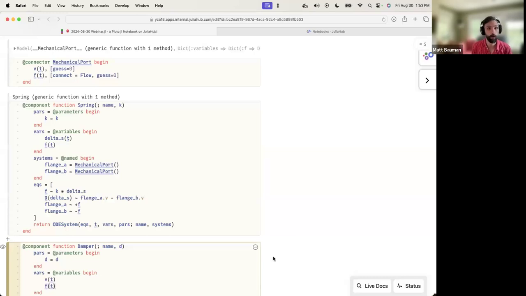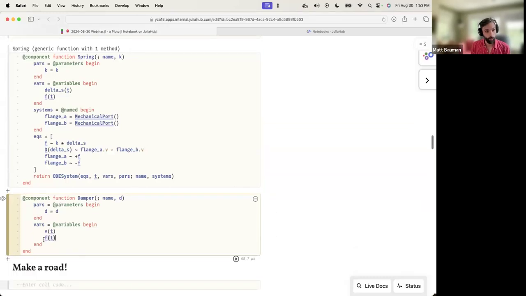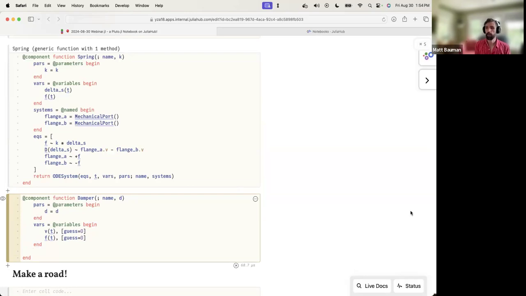It's much more straightforward, and this is more common, right? Where you just know there's a velocity term and a force term. Again, we can do the exact same thing that we did before with our port. We could add a guess here, which can help speed things up a little bit. And we could do that with our variables of our spring as well. I'm not going to go back and do that at this point.